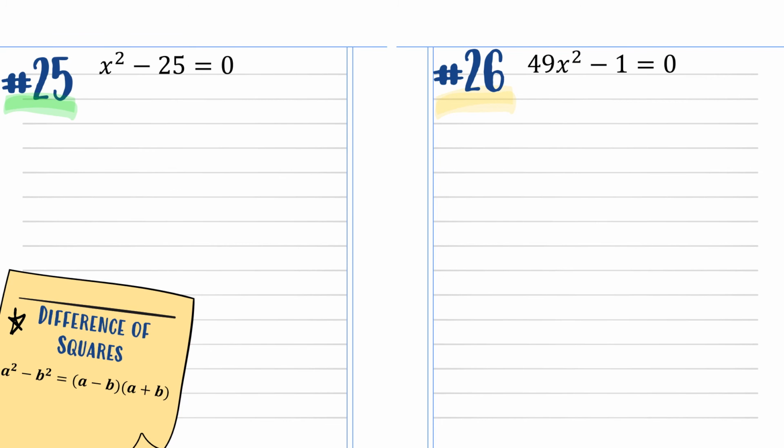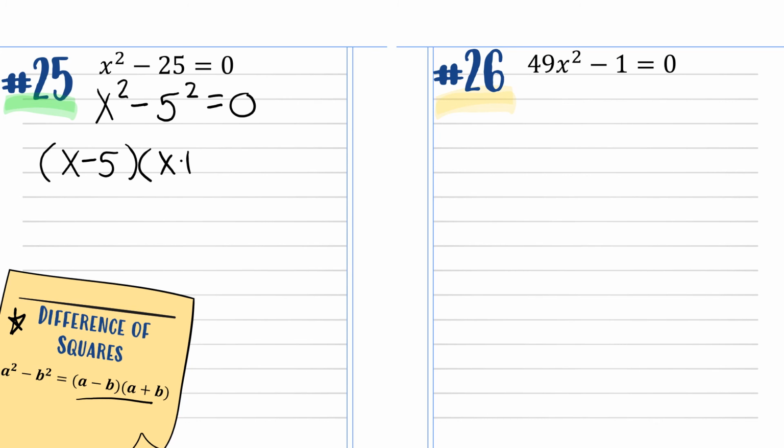So if we look at 25, we have x squared minus 25. In order to follow this pattern, we actually want to start by rewriting this as x squared minus 5 squared equals 0, because now we can very easily identify x as a and 5 as b. So now we can just go ahead and fill in our pattern as a minus b, a plus b, and we can factor this as x minus 5, x plus 5 equals 0.